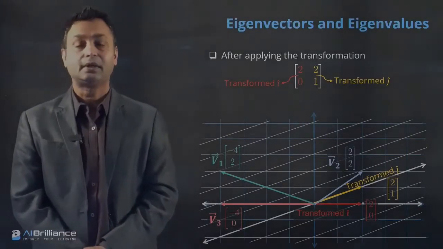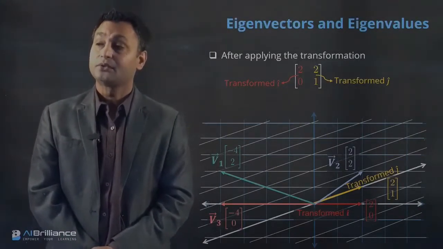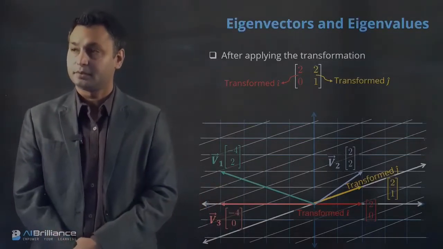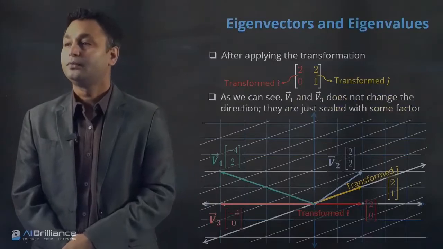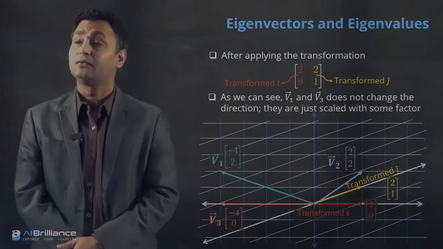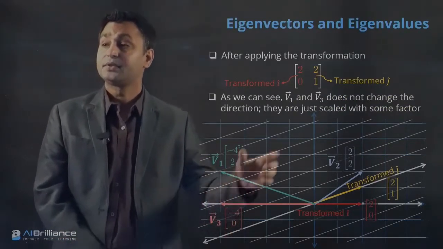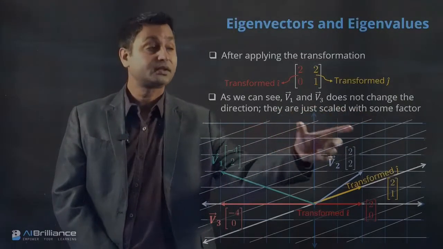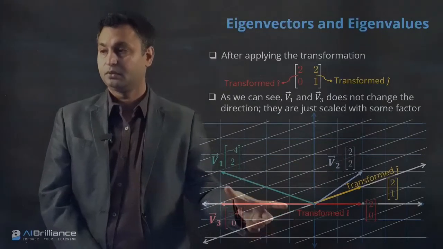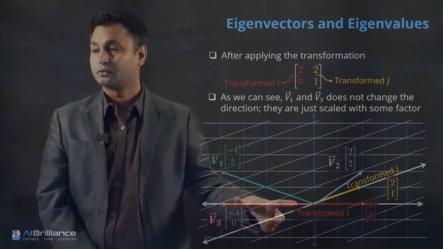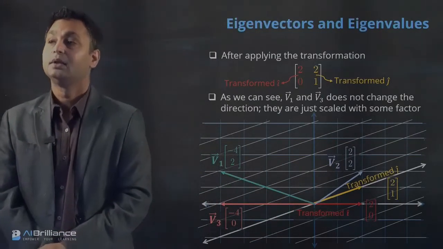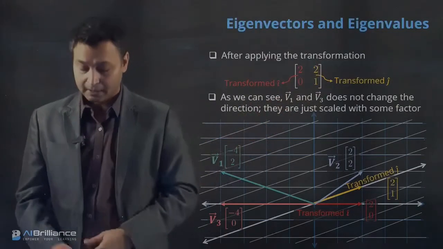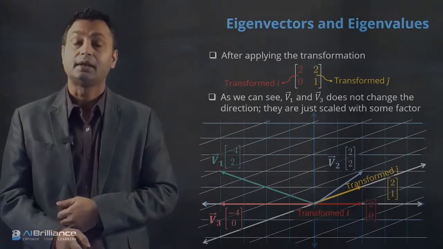So the eigenvectors and eigenvalues are associated with the transform matrix. So far we understood the concept of eigenvectors. Let's deal with the idea of eigenvalues. So summarizing, you can see that V1 and V3 do not change the direction. They are just scaled with some factors. This one was remaining the same. This one was scaled by twice the factor. And those vectors which have these properties after transformation are known as eigenvectors and eigenvalues.